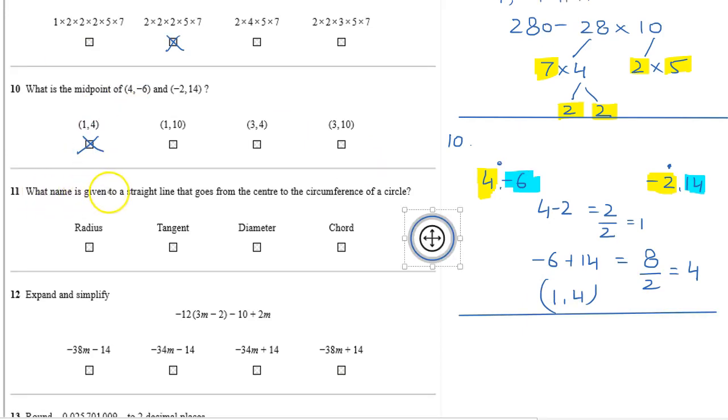Now question number 11. What is the name given to a straight line that goes from the center of the circle to the circumference? This is the circumference, this is the center. So this line, this is not a complete line, only this line. We know this line is called the radius. Tangent is the line touching the circle. Diameter is passing through the center. Chord is not passing through the center. So these are the lines.